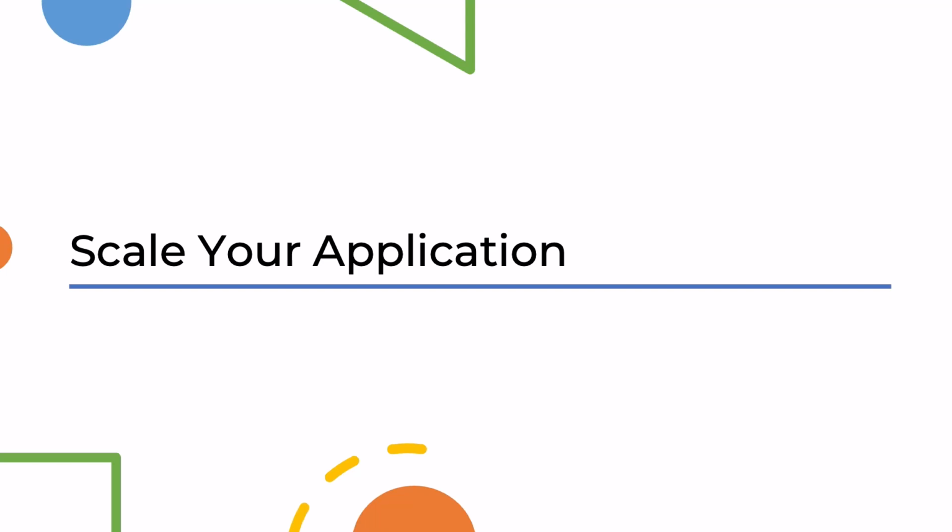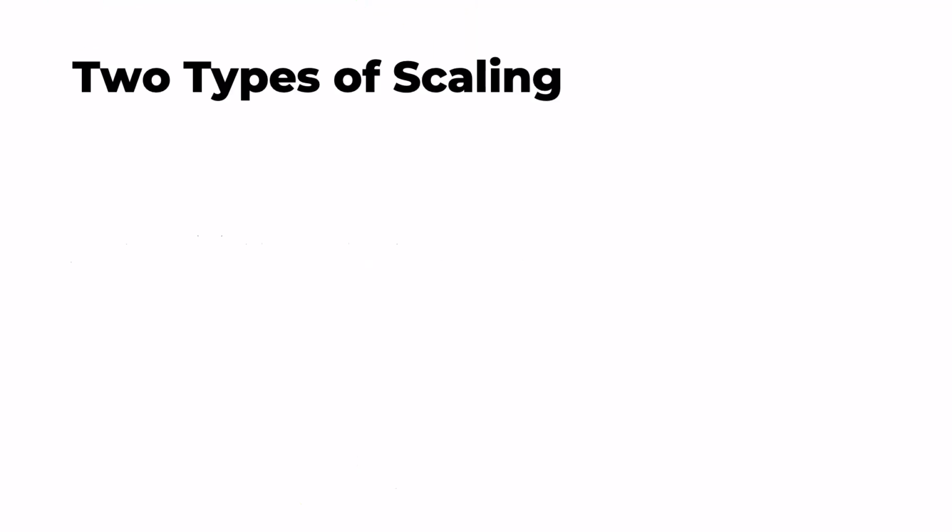I've mentioned scaling before, so let's talk about it. There really are two types of scaling. The first is scaling vertically. You might have heard about that term. Scaling vertically is very common.